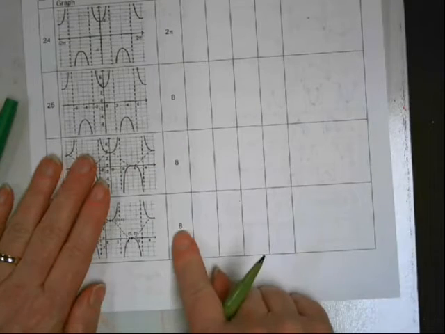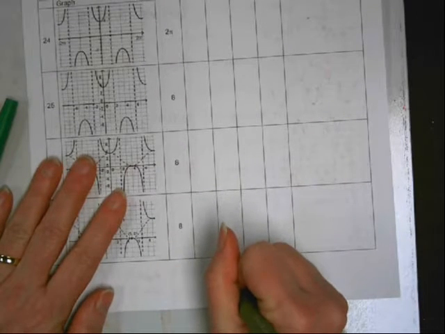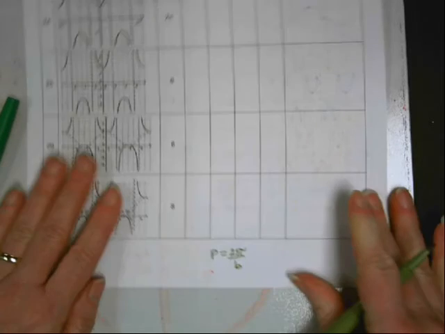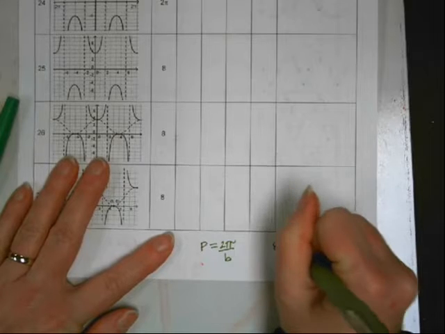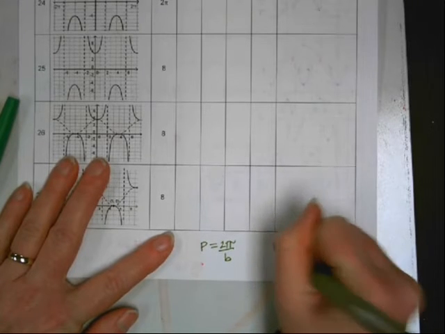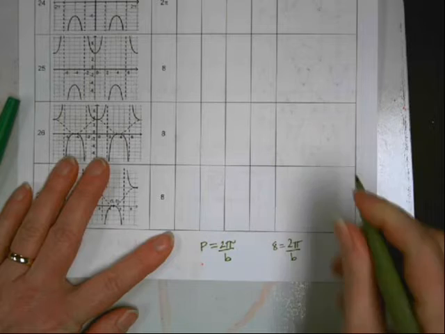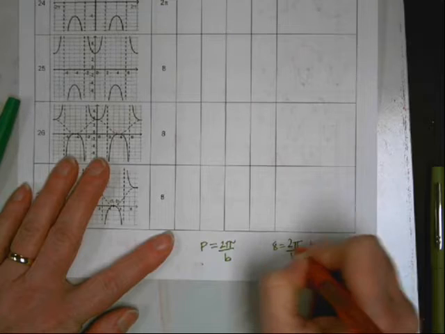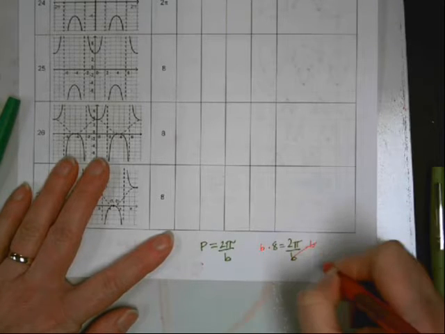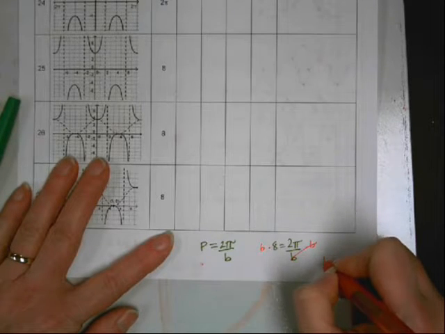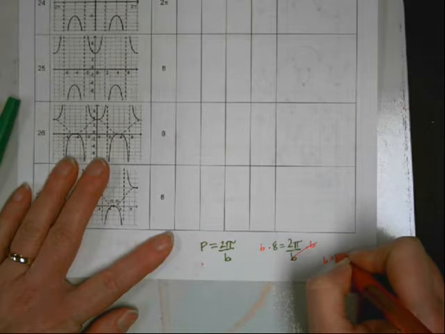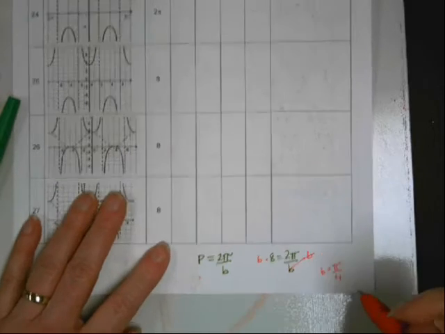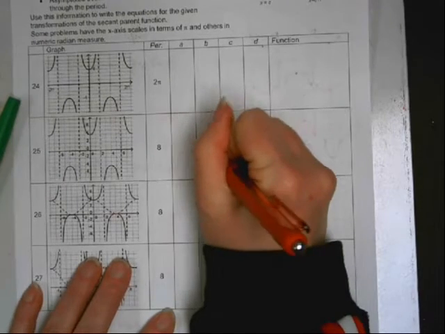So I can go ahead and find all of those. They're all the same, so I might as well do that real fast and find them all. Period equals 2 pi divided by B. So 8 equals 2 pi over B. A can't change the period? A does not. A won't change the period. 2 pi over 8 is pi over 4. So my B value on all three of these, 25, 26, and 27, is pi over 4.